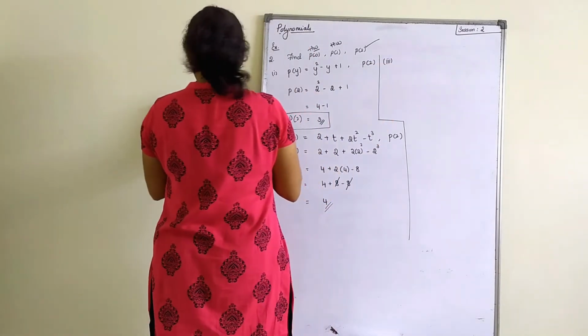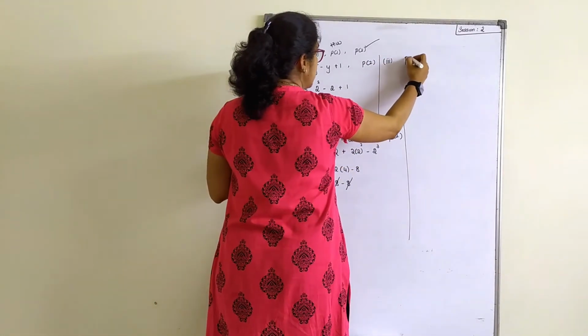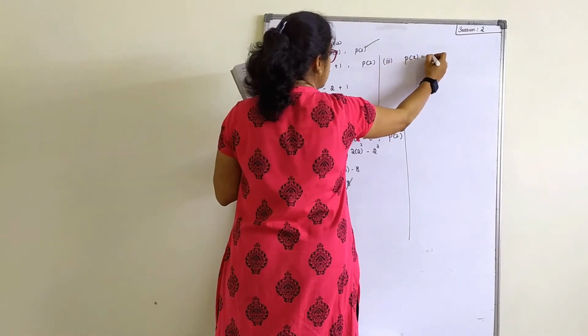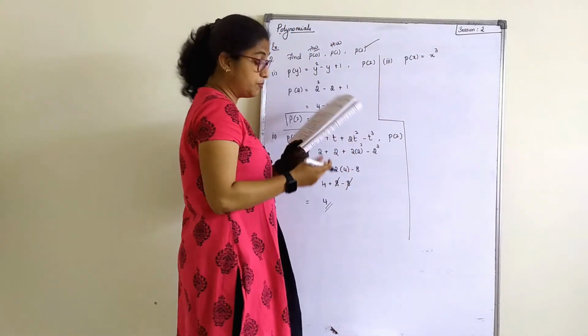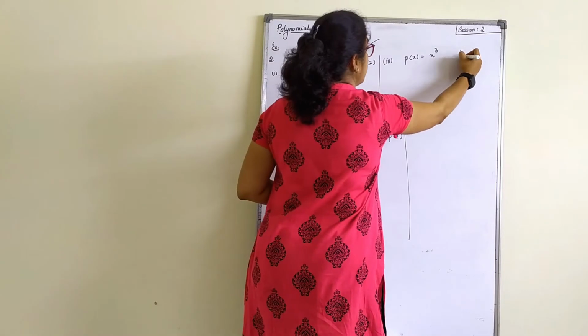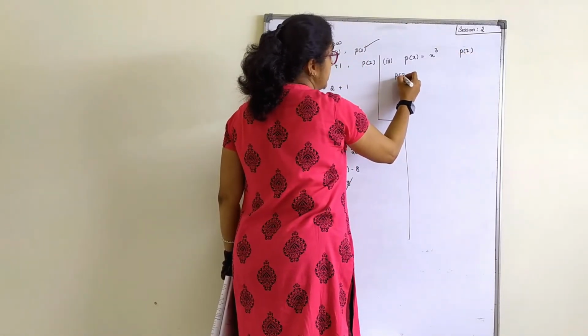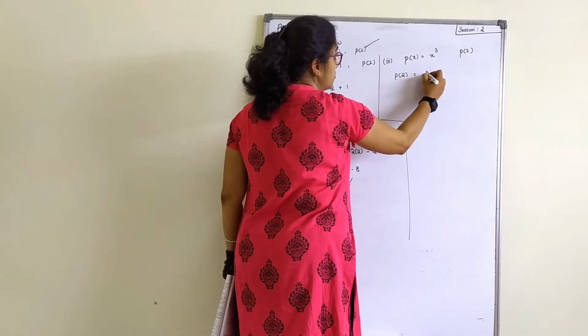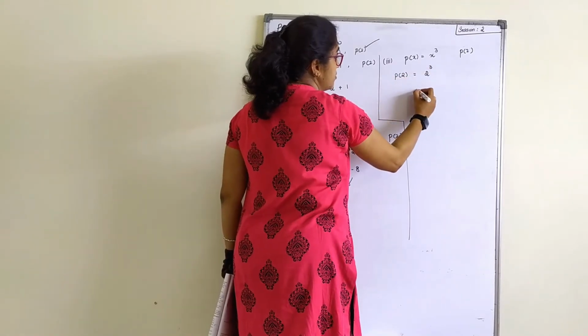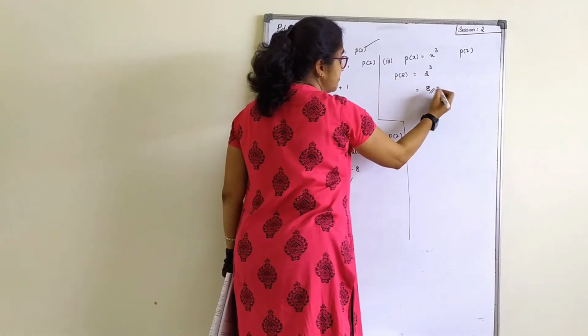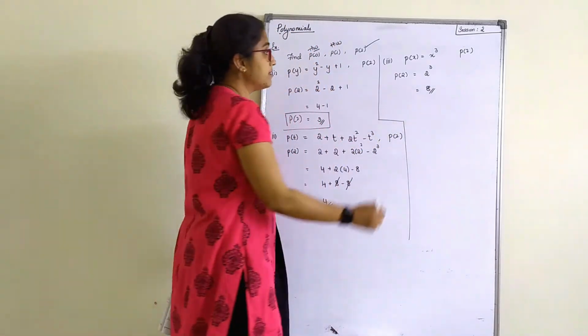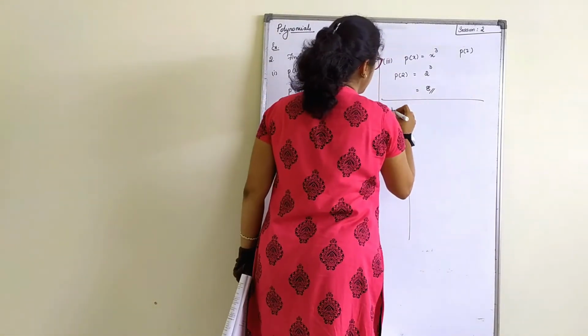Right? So let's start with the third one now. So the third equation is very simple. It is given as P of x is equal to x cube, right? Where the P value is 2. So I will write here P of 2 is equal to 2 cube. So the answer is 8. That's all the answer. Very simple, right? Last one.